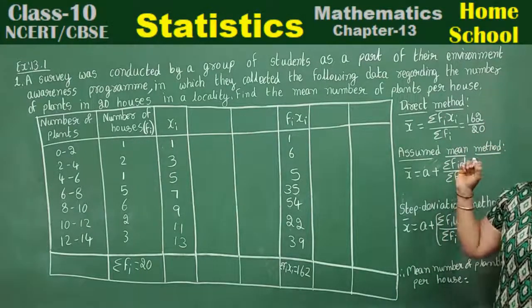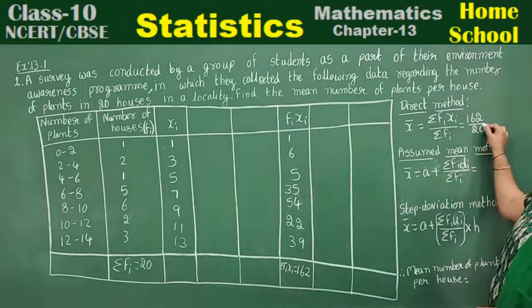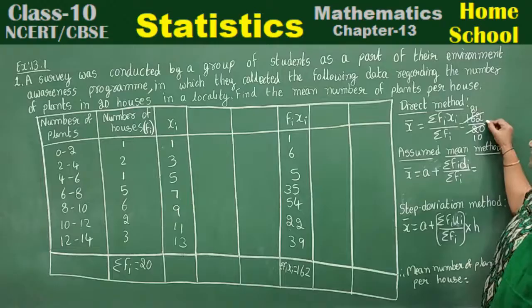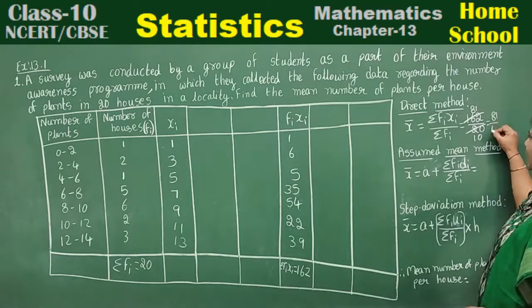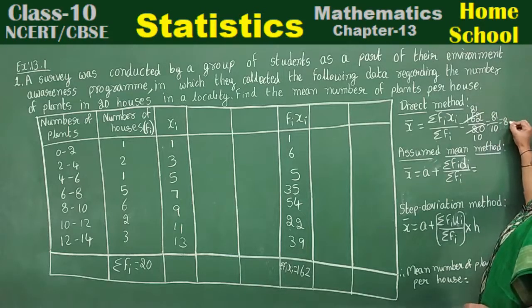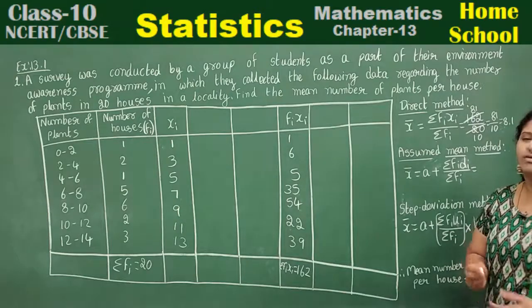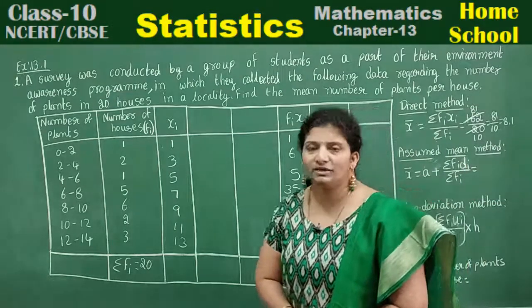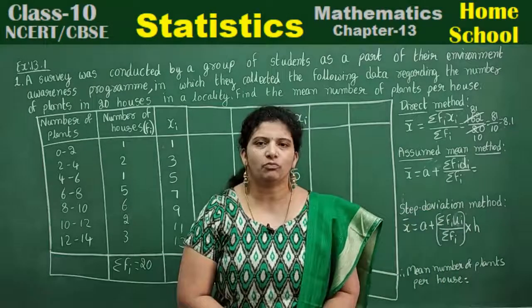162 by 20. Can you cancel? Yes. 2 tens, 2 81s. 81 by 10, you can write it as 8.1. What is the arithmetic mean of this problem? By direct method, we get it as 8.1.